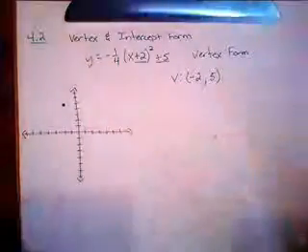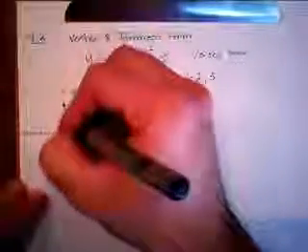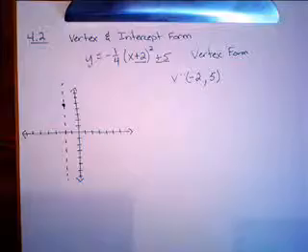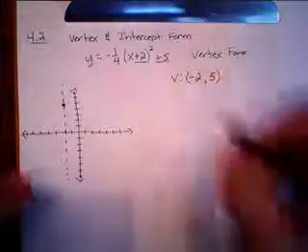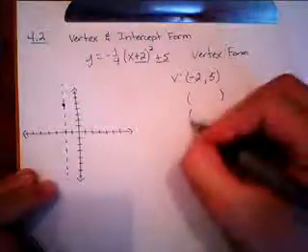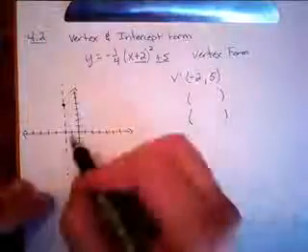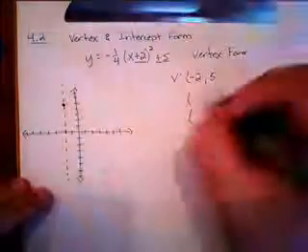Okay, so if you plot that point at negative 2, 5, you also know that this is your axis of symmetry. That's the only new thing to this problem. Everything else is the exact same. You pick two points to the left or to the right. So I'm going to choose the point negative 1 and 0.